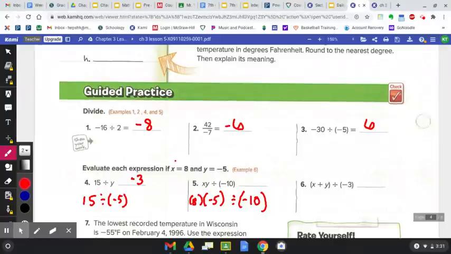Number 1, they were different signs, so we got -8. Number 2, they were different signs, we got -6. Number 3, same signs, we got +6. Number 4, we had different signs, so that should be -3. And then I paused on number 5 because I want to talk through it real quick.